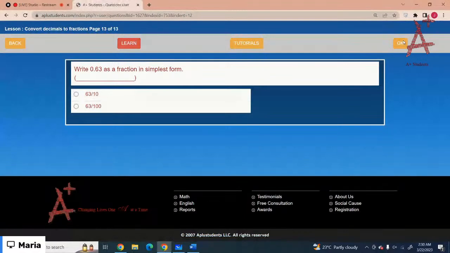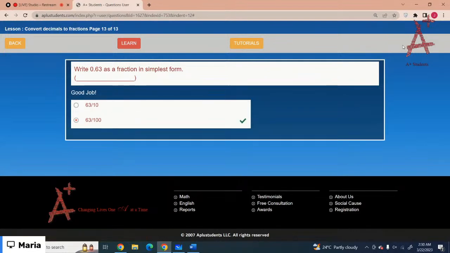Okay, write 0.63 as a fraction in simplest form. So which is the correct option? Yes, it is 63 over 100, because you have two decimal places. Got it? Okay, we are done with the test. Let's just move on to the next lesson.